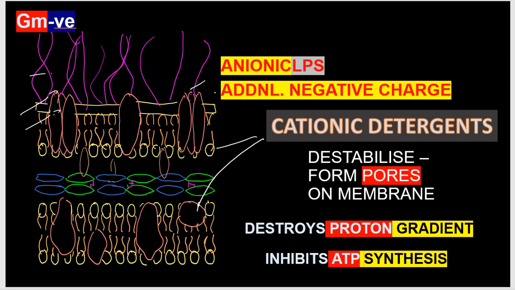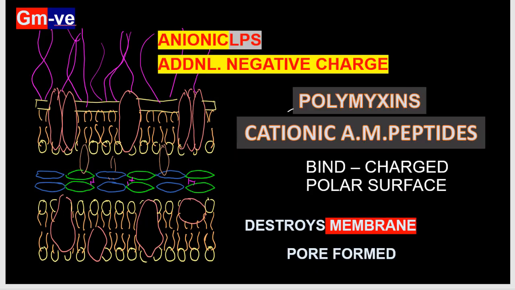So we are talking about cationic detergents with such structure, which can destabilize the cell membrane and form pores in the cell membrane of the bacterial cell. This causes depolarization and destroys the proton gradient. So synthesis of ATP will be inhibited, and this causes a bactericidal effect. Drugs like polymyxins are cationic antimicrobial peptides, meaning they have positive charges. So this causes selective binding at the charged polar surface of the bacterial cell membrane.